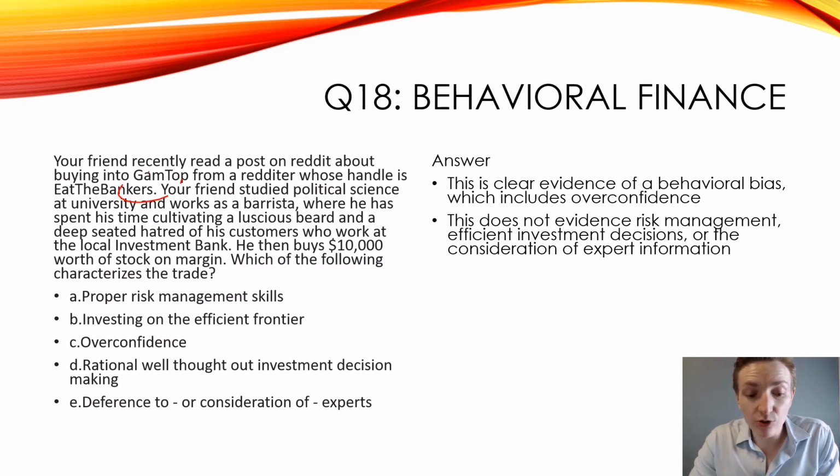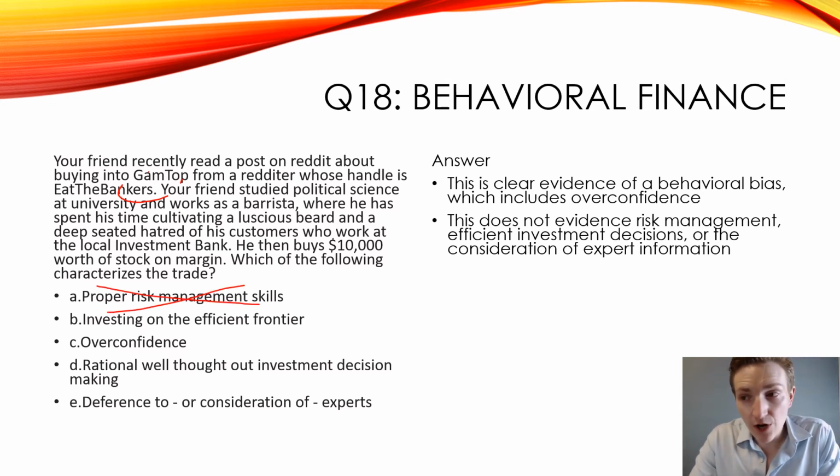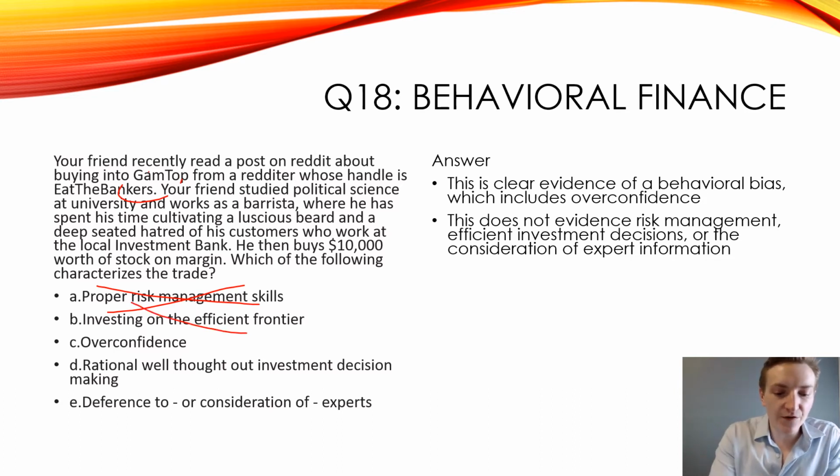So we're basically looking at which of these is most likely to characterize this trading situation. The first one is proper risk management skills. Well, this would evidently not be the case because this barista is clearly not a sophisticated investor given his lack of acumen and experience in finance. This would appear to be an incredibly risky trade, buying $10,000 worth of stock on margin without necessarily any real proper analysis.